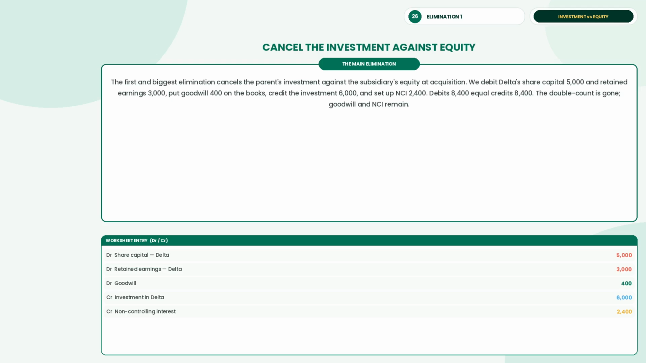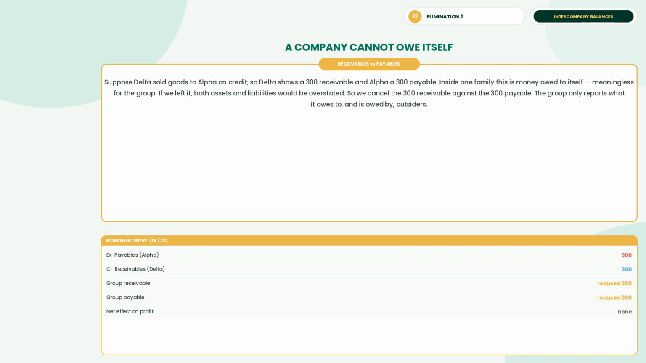First elimination, cancel Alpha's 6 million investment against Delta's pre-acquisition equity. The investment and Delta's equity describe the same acquired net assets from opposite sides, so neither can remain in the group statement. Replace them with the underlying assets and liabilities, 400,000 of goodwill, and 2,400,000 of NCI. Only the parent's own share capital and reserve survive as group shareholders' equity.